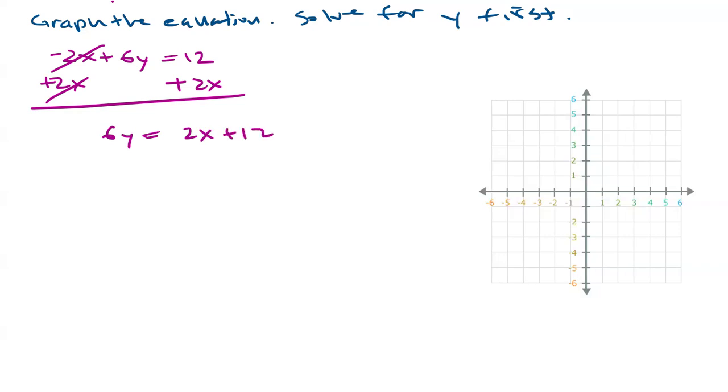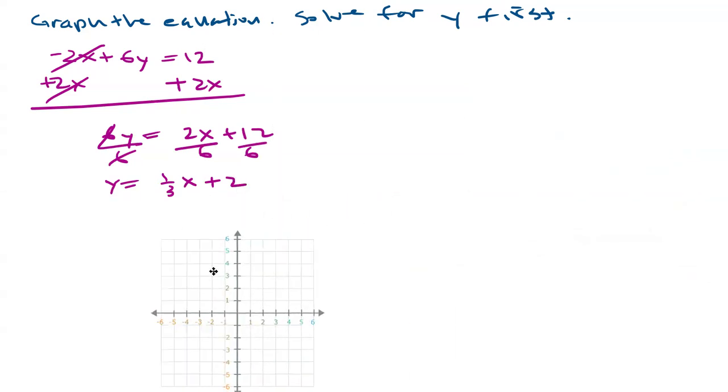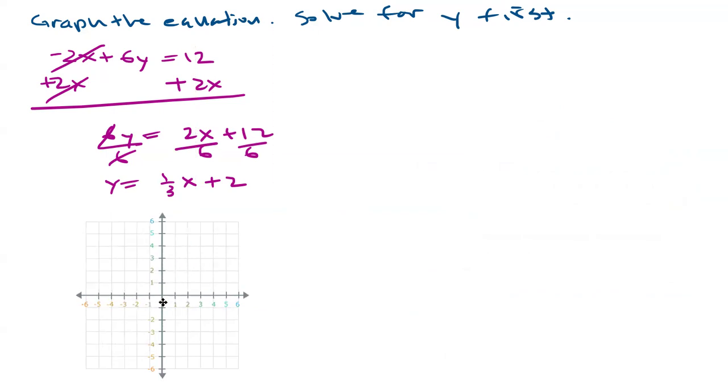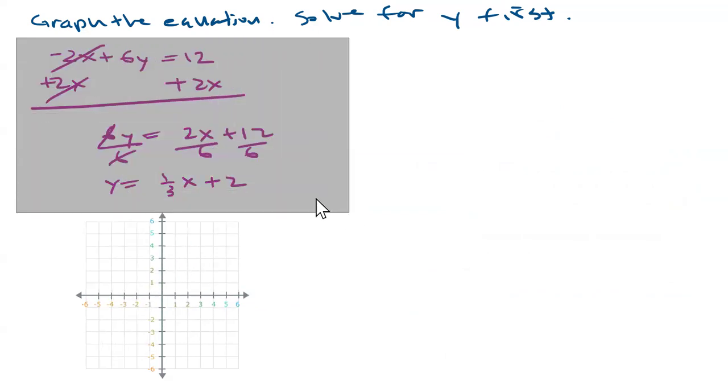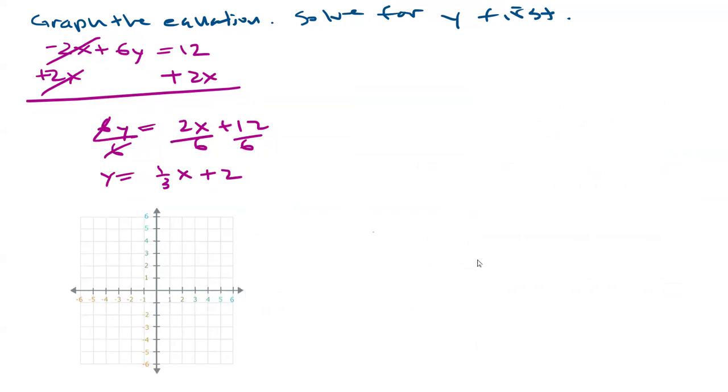Again, I like to have that x in the front there. And then our last step here is just to divide everything by 6. So we get y is equal to 1/3 x plus 2. So that is our equation that we are working with. Now I can draw my x and y table.